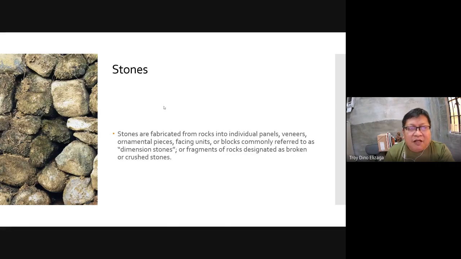Now, the bulk of our discussion now will be about stones. Okay, so stones, it's so natural, no? Although it says here fabricated from rocks into individual panels, veneers, ornamental pieces, facing units, or blocks, commonly referred to as dimension stones or fragment of rocks, designated as broken or crushed stones. So stones, they vary.